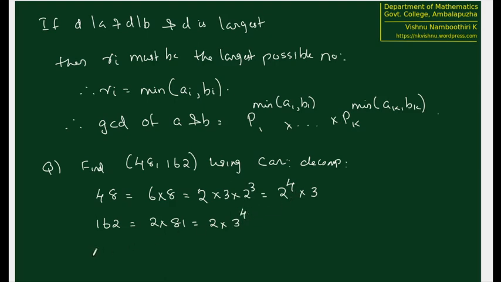So we have the same primes appearing in both. Therefore GCD is equal to 2 to the power minimum of 4 and 1, which is 1, and 3 to the power minimum of 1 and 4, which is again 1. Therefore GCD is equal to 2 to the power 1 into 3 to the power 1, that's equal to 6. We have seen a few applications and consequences of the fundamental theorem, and we finish the discussion of the fundamental theorem with this. Thank you.